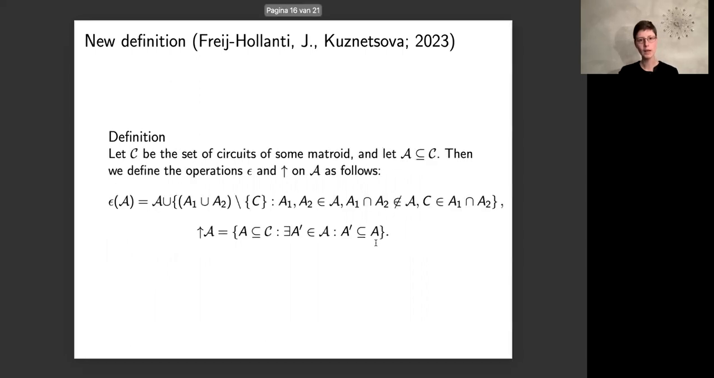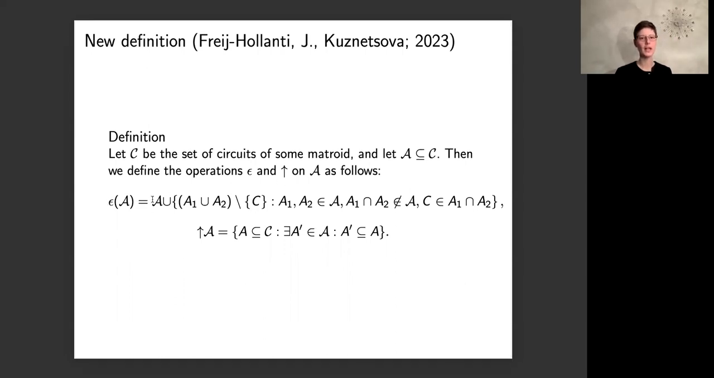So in formulas, these are the two operations that we do. So we take the set of circuits of some matroid, C, and we take a subset A. I think this should be a subset of the subsets of C, actually, because A is going to be a family of subsets of C. So this thing here is not completely correct. And we define the operations epsilon and arrow up.